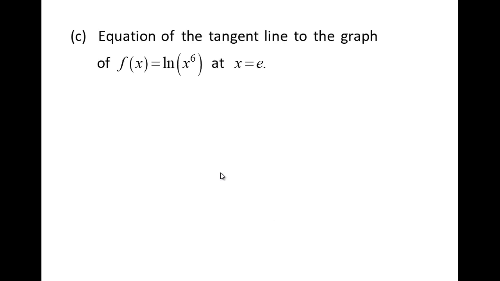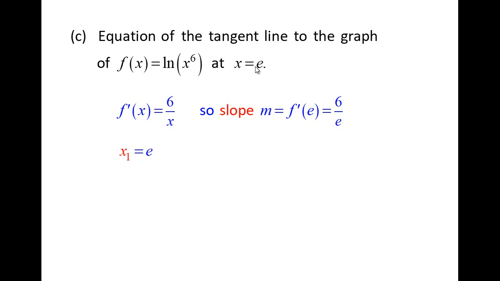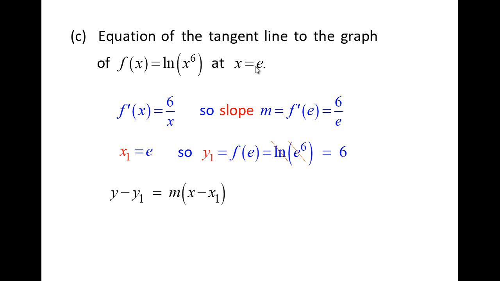I want to find the equation of the tangent line to the graph of f at the point x is equal to e. So the derivative is 6 over x. So the slope would be f prime of e, which would be 6 over e, and the point on the graph of f corresponding to this x value would be the following point. So if I'm going to label x1 to be e, and then f of e would be y1, which is ln of e to the 6, which is equal to 6. So we want to find the equation of the tangent line to the graph of the function at this point here, where the x coordinate is e, the y coordinate is 6.